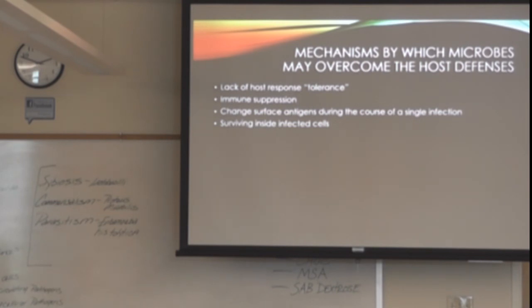So this is the last little thing here. Tolerance, immune suppression, also changing surface antigens during the course of a single infection can actually lengthen the infection itself. And then surviving inside infected cells are also a way that microbes can overcome the host defenses.